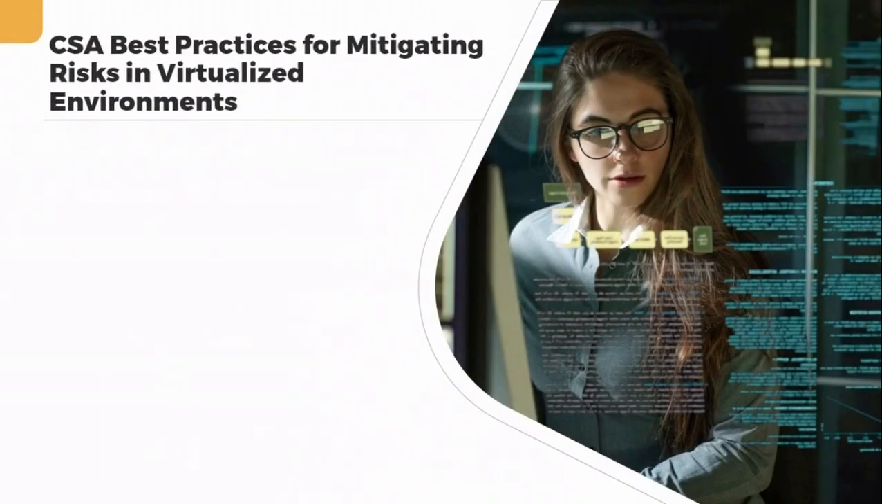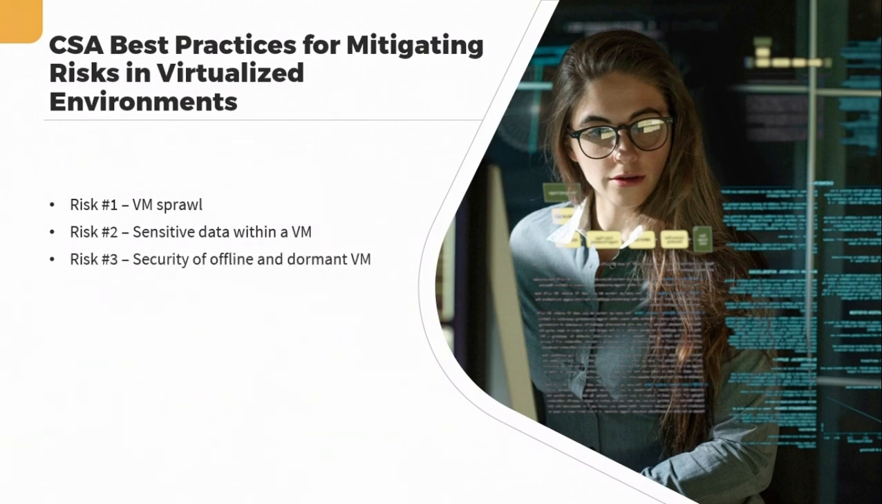Something else you want to remember is the CSA's best practices for mitigating risks in virtualized environments. You'll definitely have questions on the exam. Risk number 1 is VM sprawl. Risk number 2 is sensitive data within a VM being exposed. Risk 3, the security of offline and dormant virtual machines, for example, Linux or Windows images. Risk 4 is the security of pre-configured or golden images.